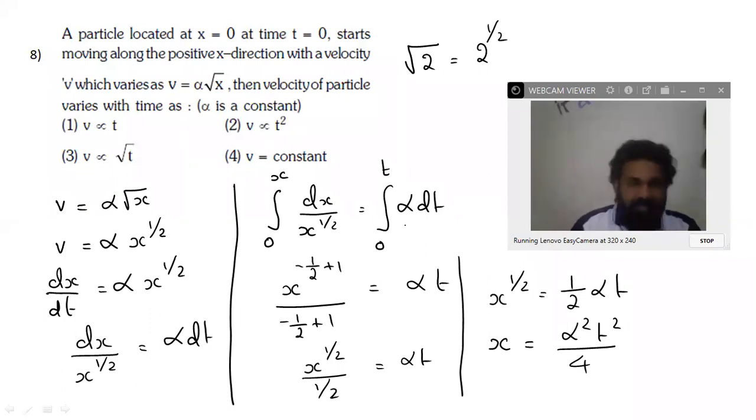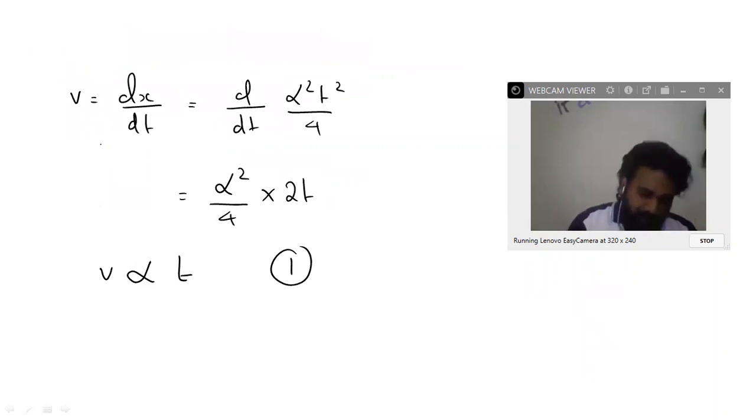Now I rearranged it, x terms to one side, time term to other side, then I integrated. After integration, I got everything in terms of time. That is x raised to 1 by 2 by 1 by 2 is equal to alpha t. So x raised to 1 by 2 is nothing but root x. So when I square this, I'll be getting x is equal to alpha square t square by 4. Once I get the position, when I differentiate, velocity v is equal to dx by dt, I can find the relation of velocity with the time t. Is it okay? Clear?